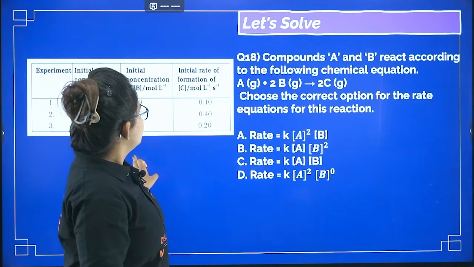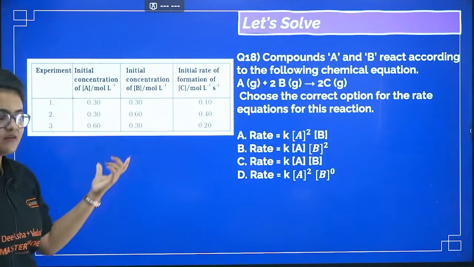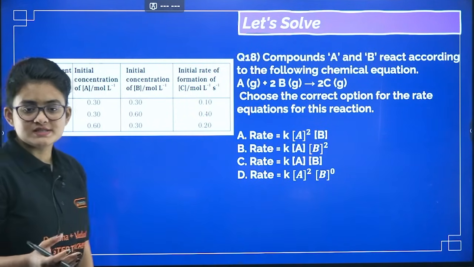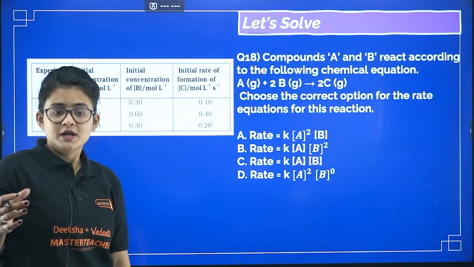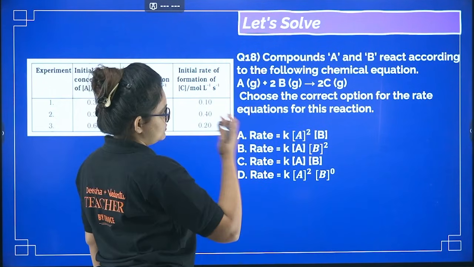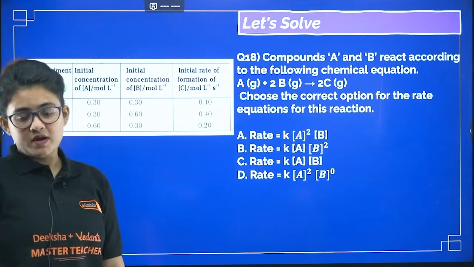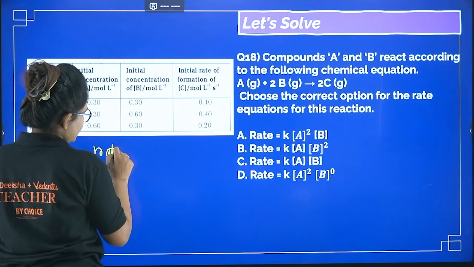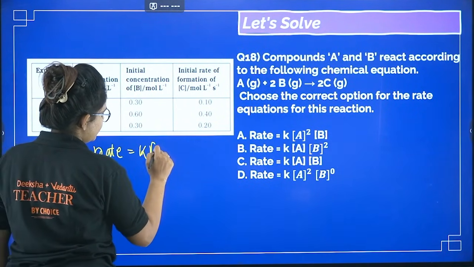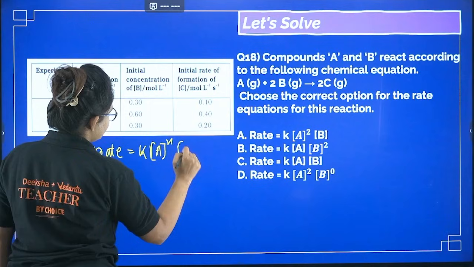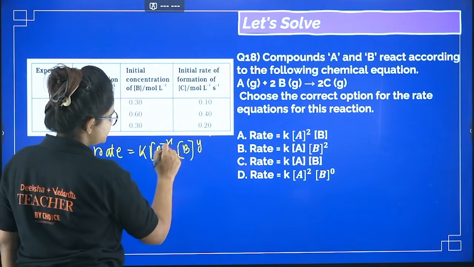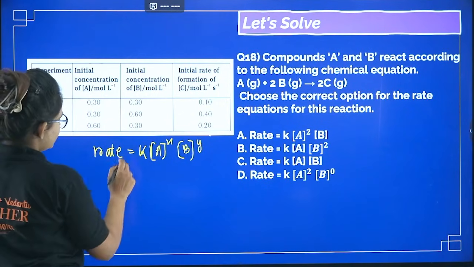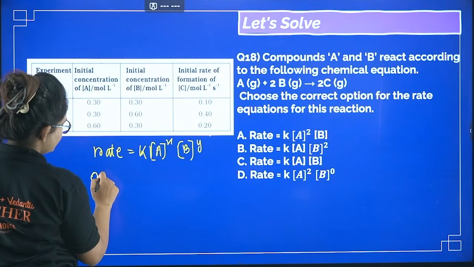Next you can see this type of thing, whenever you have a set of data, here you have to make the equations so that you can find out the value of x and y. X and y are going to give you the order. If you normally write rate equals k of a power x b power y, my target is to find out x and y. So let me write these three equations. Rate value is given as 0.10.